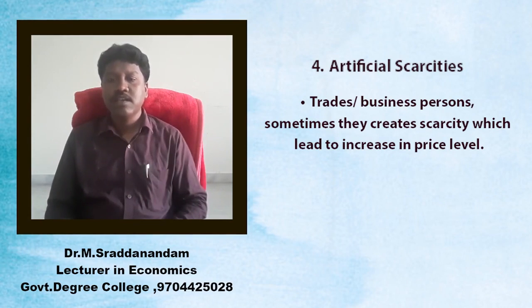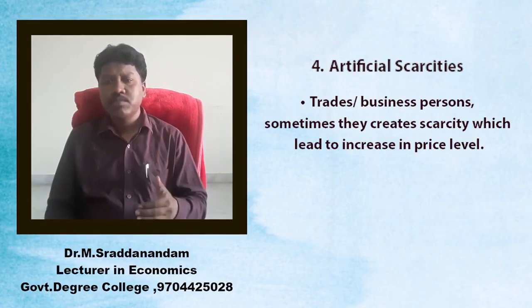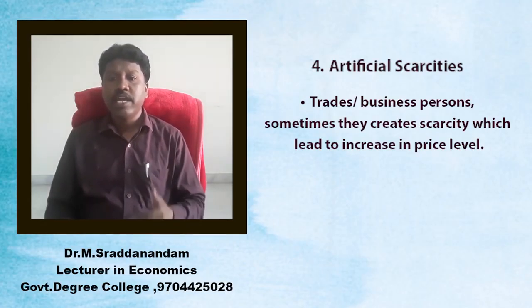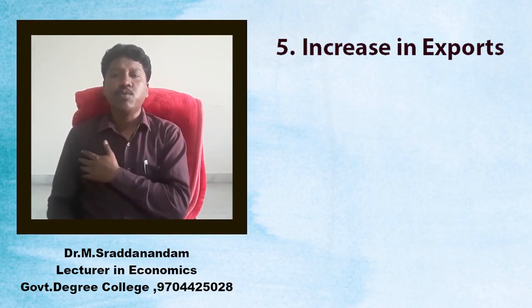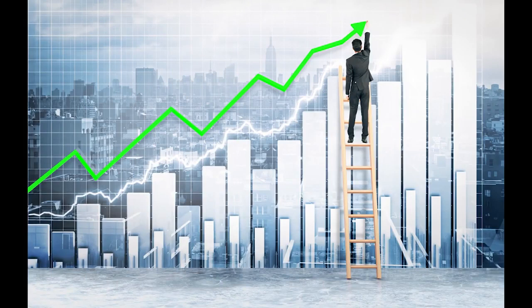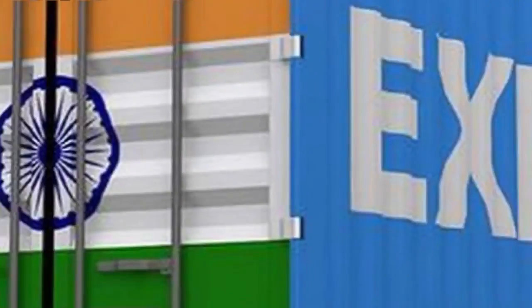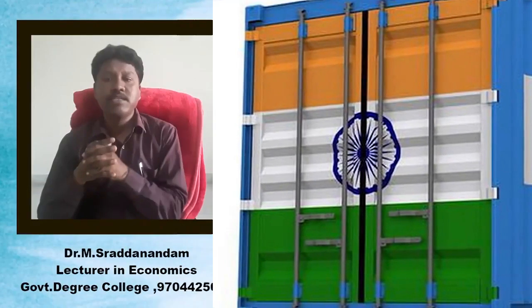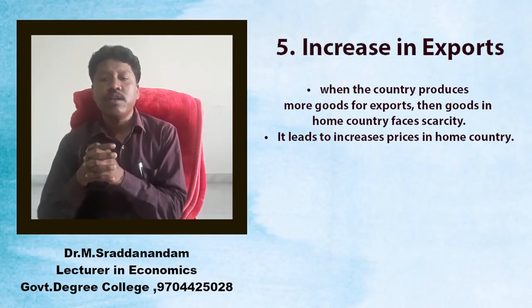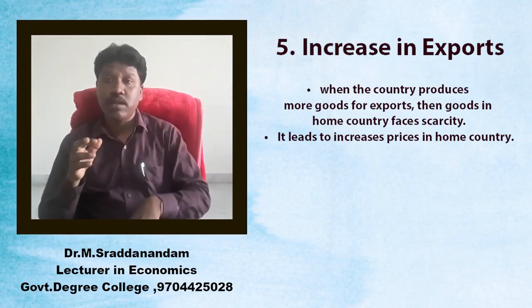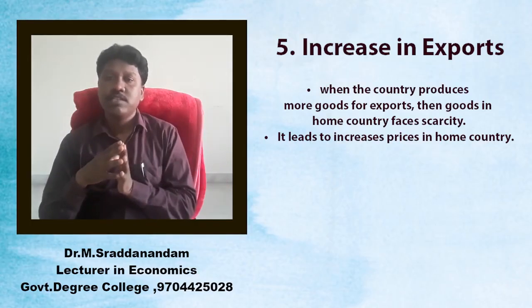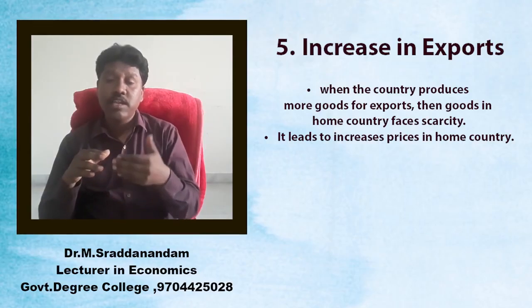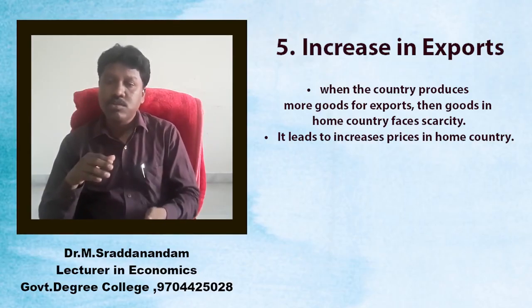Next one, artificial scarcity. Traders and business persons sometimes create a scarcity, which leads to an increase in the price level. Next one, increase in exports. This is also one of the factors. When the country produces more goods for exports, then the goods in the home country face scarcity. Even though we have much demand, at the same time we are exporting more goods to other countries. The home country faces the problem of scarcity, so that leads to an increase in the prices of the available goods in the home country.